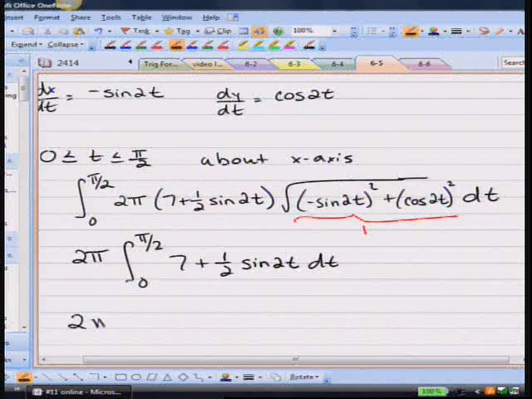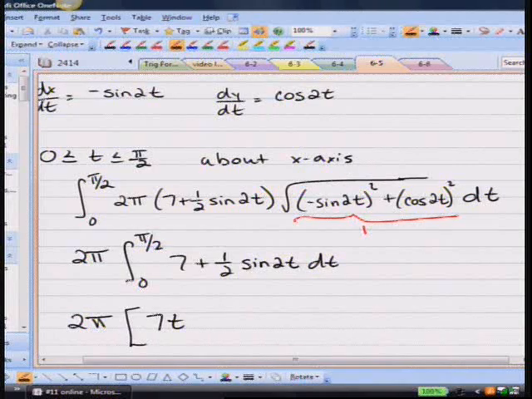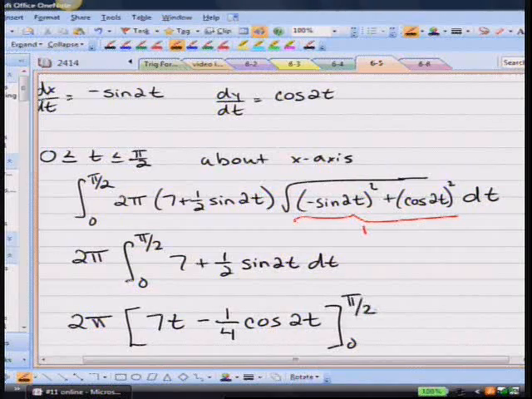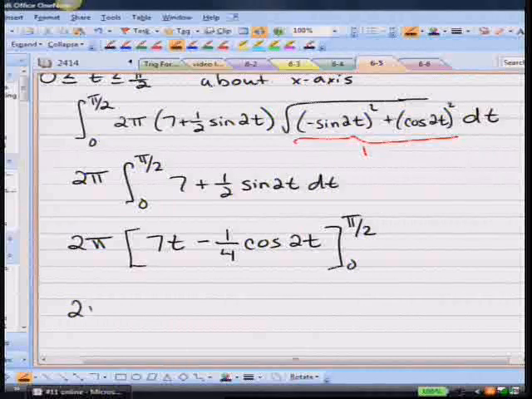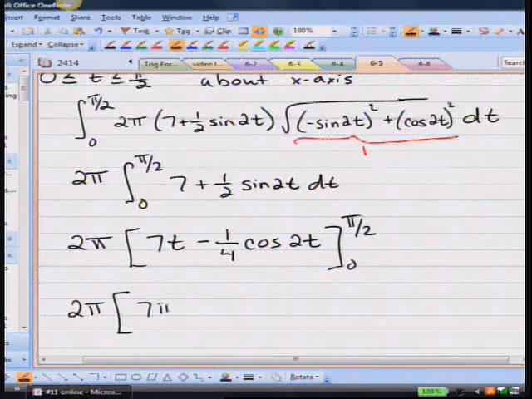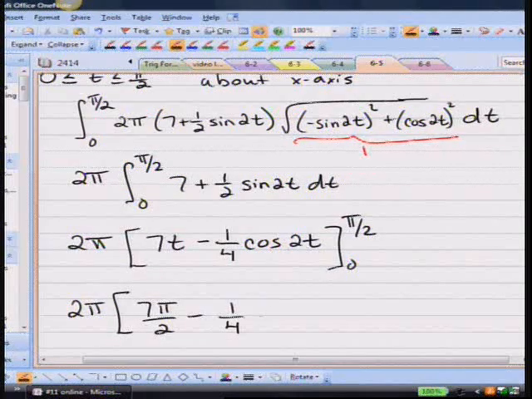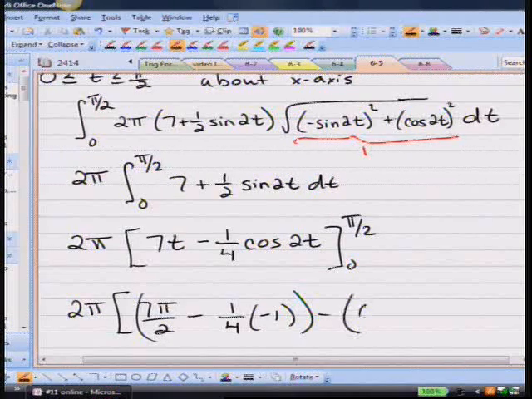which is going to be 2 pi times, all right, this is going to be 7t, and then sine integrates negative, and if you do a u sub, you're going to have a 1/2, which is going to make that minus 1/4 cosine 2t evaluated from 0 to pi over 2. All right, so then you're going to have 2 pi, and then this is going to be 7 pi over 2 minus 1/4 the cosine of pi, which is negative 1, because 2 times pi over 2 is pi. All right, and then when you plug 0 in, you're going to get 0 minus 1/4 the cosine of 0, which is 1.